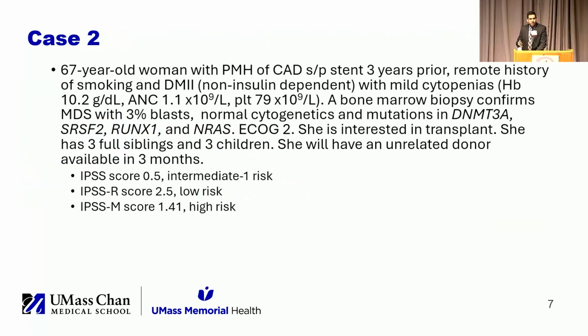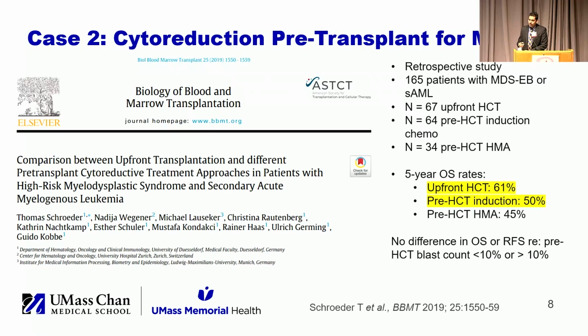For case number 2, this is a little bit of a different case because this patient has 3% blasts. And in this case, there's certainly an argument in favor of upfront transplant. So there was an article in BBMT, which was a retrospective study of 165 patients. And just to summarize here, in yellow is the highlighted key features. The 5-year overall survival rate for upfront transplant was 61%, and it was lower for pre-transplant induction. It was just 50%.